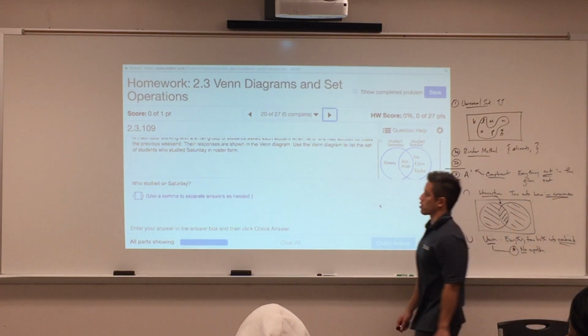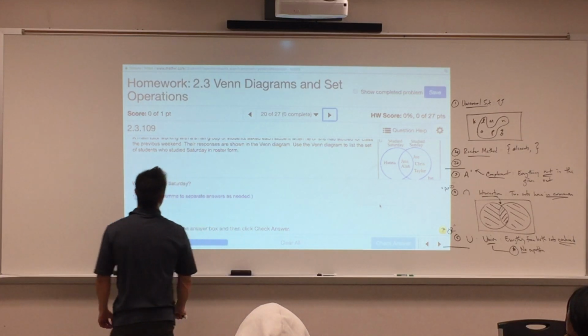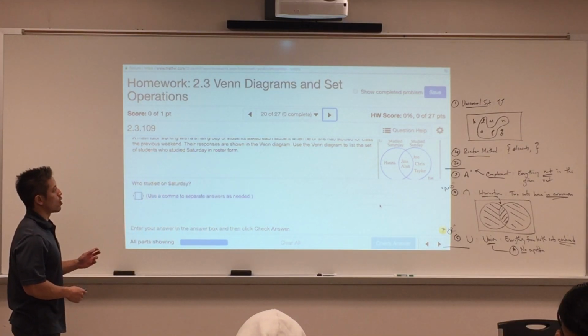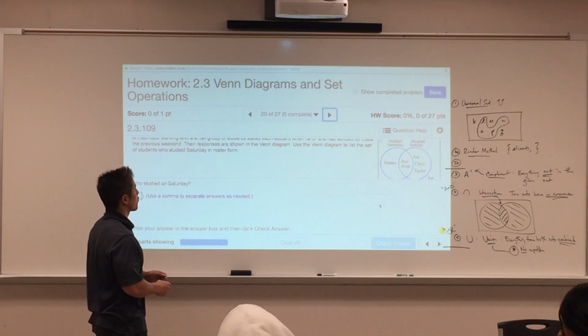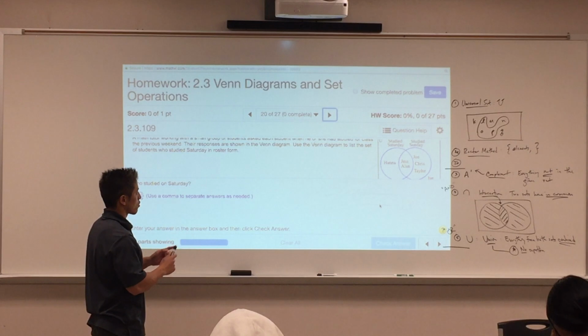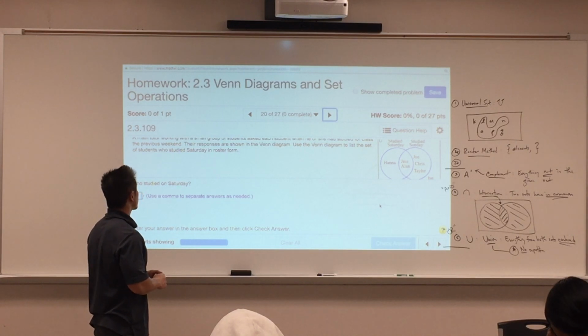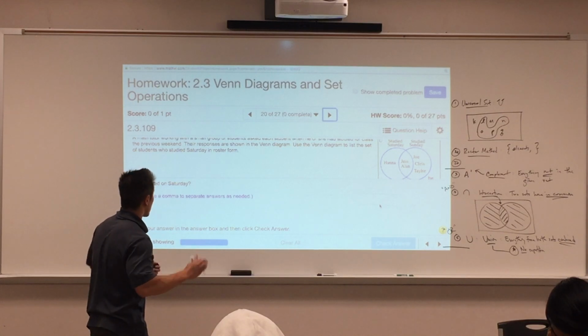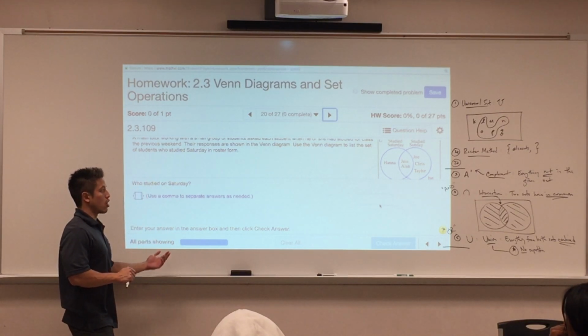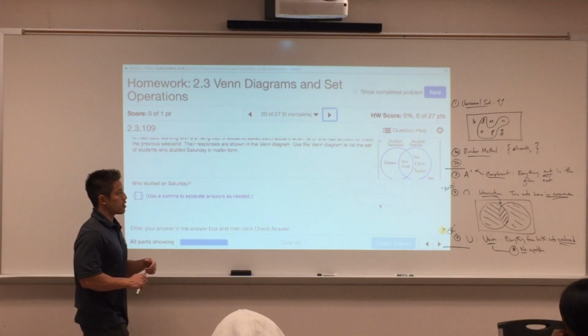Okay, let's take a look. A math tutor, problem 20, working with a small group of students, asked each student when he or she had studied for class the previous weekend. Their responses are shown in the Venn diagram. Use the Venn diagram to list the set of students who studied Saturday in roster form. So in other words, what do they want to know? Who studied on Saturday?